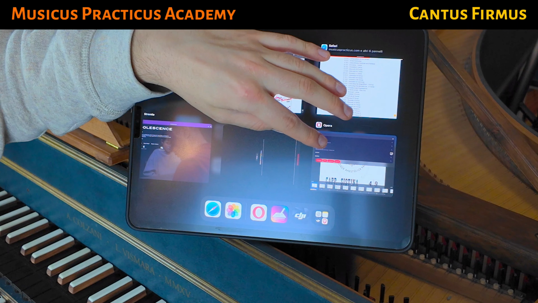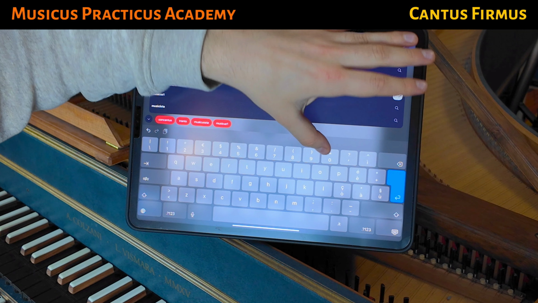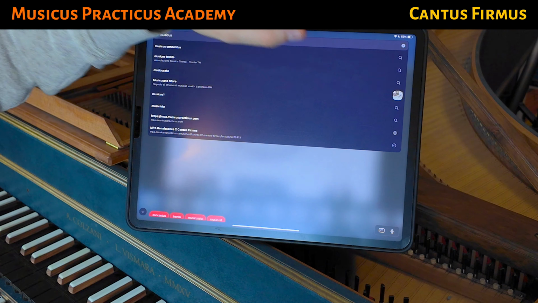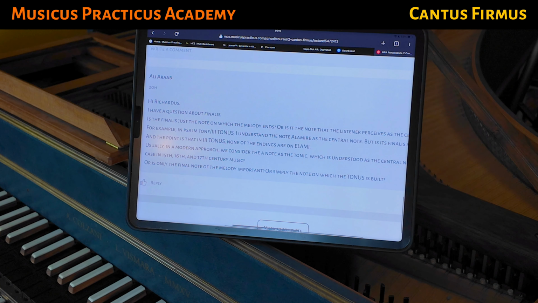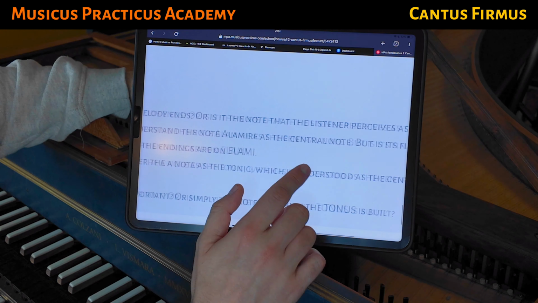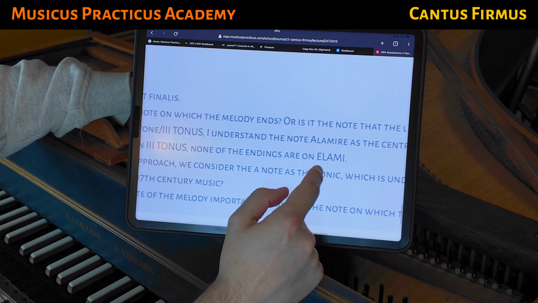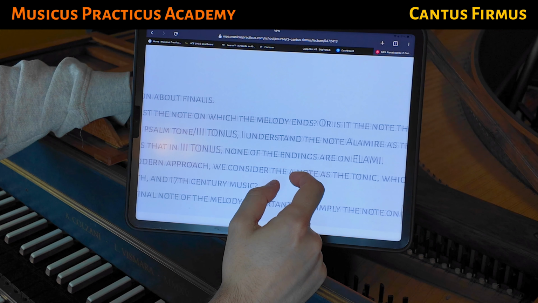Let's read it. Hi Ricardo, I have a question about finalis. Is the finalis just the note on which the melody ends, or is it the note that the listener perceives as the central note? For example, in Psalm tone 3, tertius tonus, I understand that the note alla mi re is the central note, but is its finalis still e la mi?